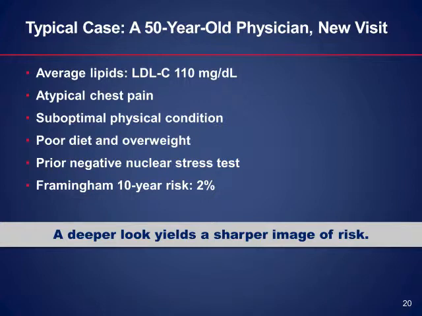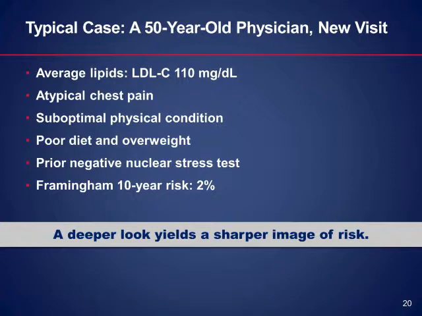A doctor that he had seen prior to the visit with me had done a nuclear stress test which was negative. And let's remember that that nuclear stress test being negative simply tells us that he does not have a lesion in his coronary artery that is greater than 70%. He could have 50% lesions and he'll have a negative nuclear stress test. So we really don't know the status of his coronary arteries other than the fact that he doesn't have obstructive disease. His Framingham risk score was only 2%.